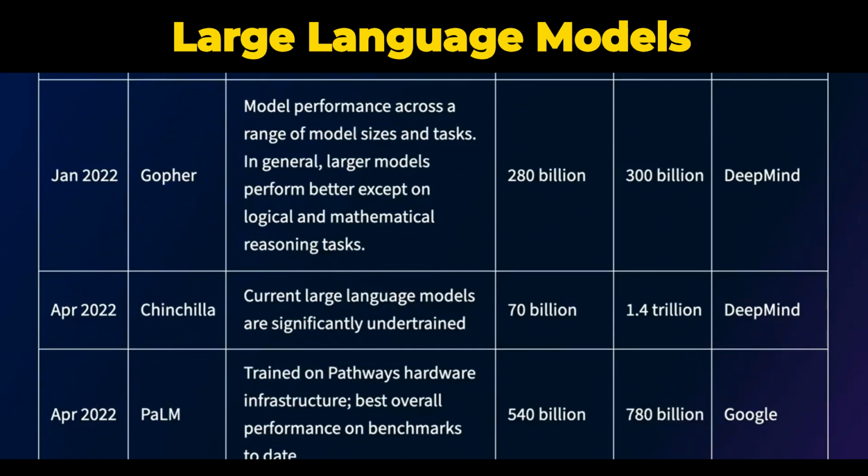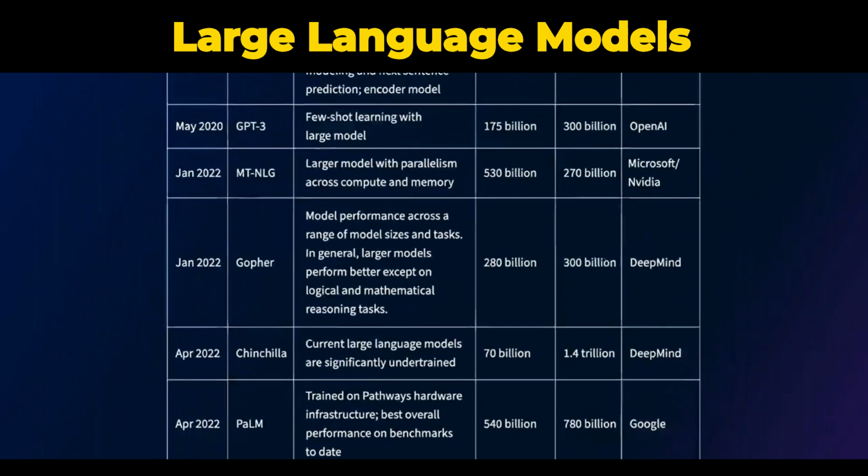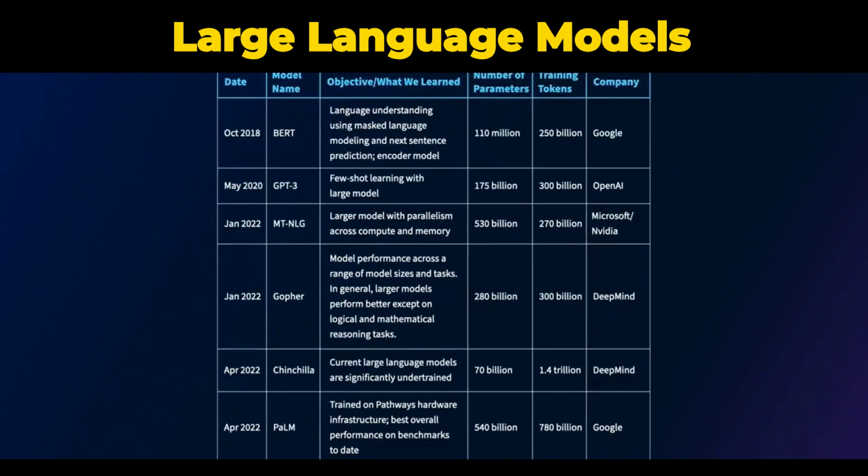If we take the lessons from the Chinchilla paper, it means that although the PaLM model was trained on 780 billion training tokens, which is more data than the 380 billion that was used for other models, it's likely that it has still been undertrained and could perform better if trained on more data.